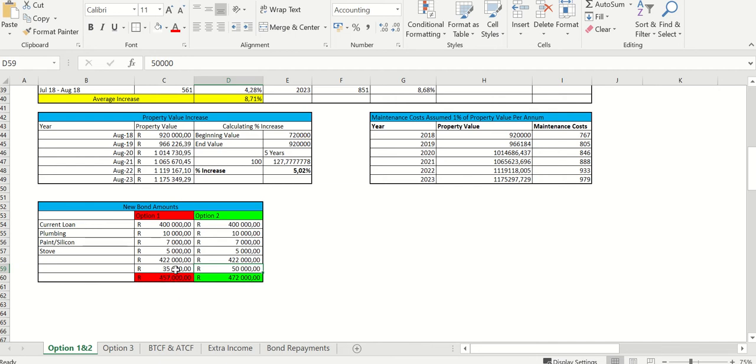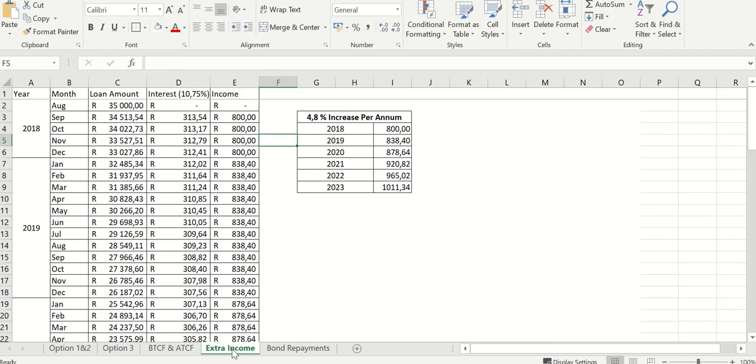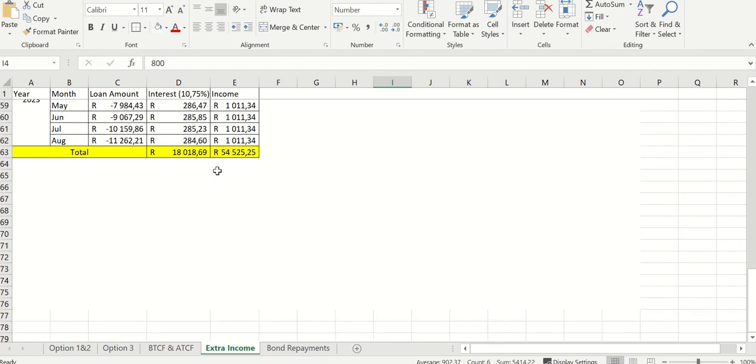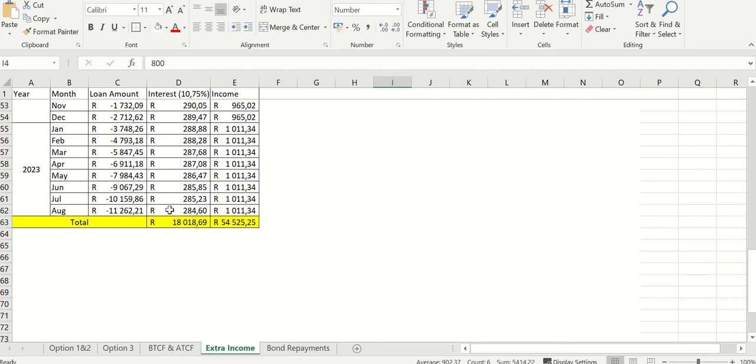Then we found it is better to invest the additional 35,000 Rand to get the additional 800 Rand income. This was validated by taking into consideration that you'll get an additional 800 with the increase of 4.8%, and this was compared with what the bond interest would be. The additional bond interest on the total bond amount ideally had to be beaten. So it was found that in total there'll be an additional 54,000 and only 18,000 in terms of interest.